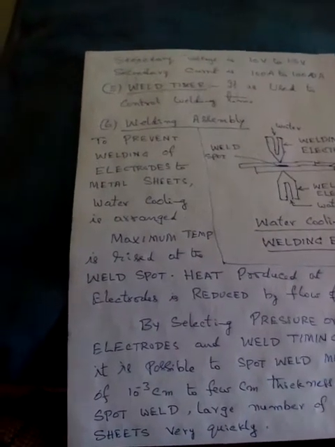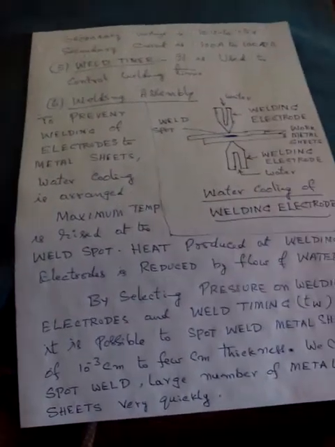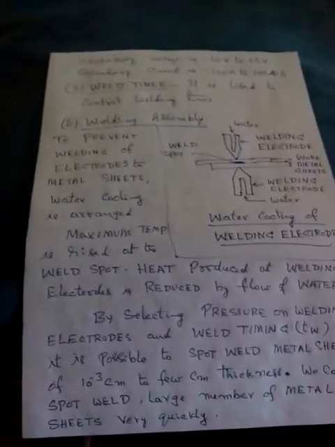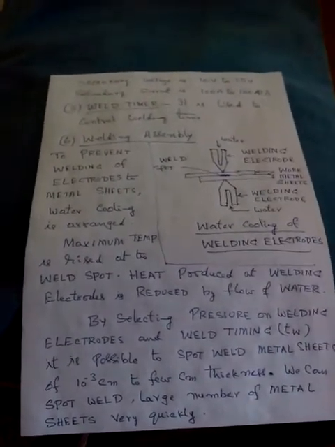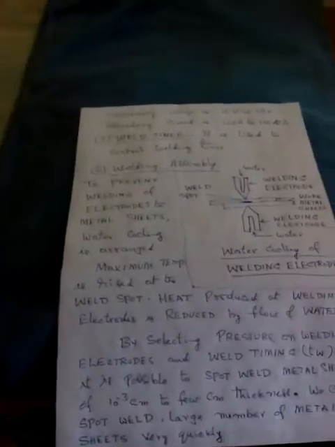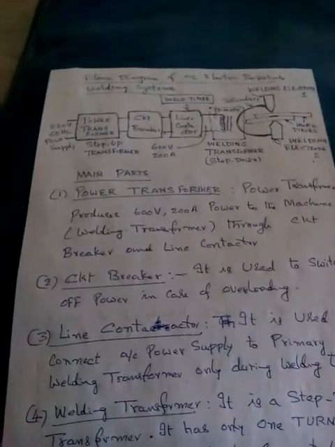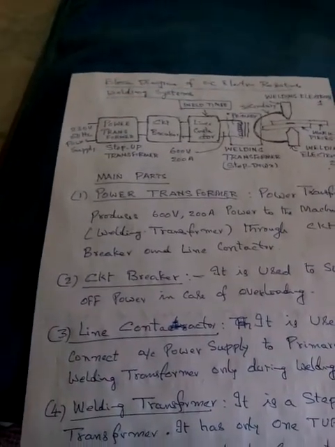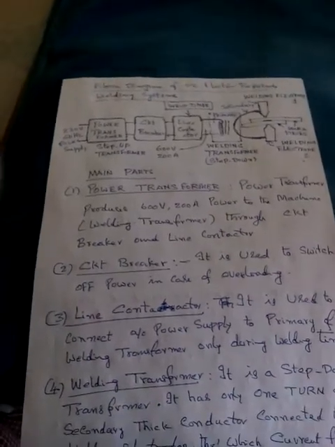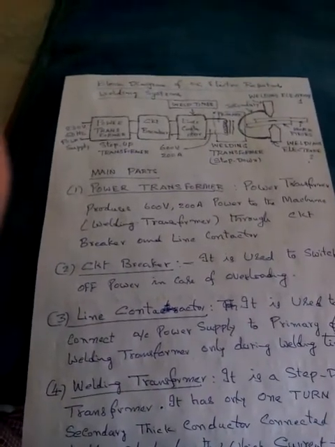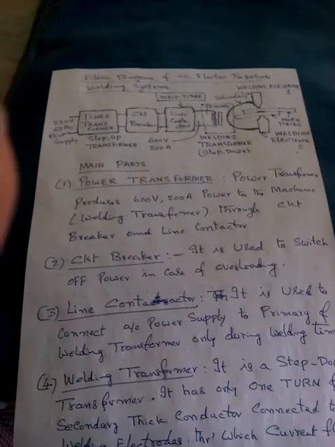So it is very difficult to remove them unless we put a water cooling system. That's why a water cooling system is given. Okay, that is the arrangement. So all of you please note down this block diagram of AC electric resistance welding system. That is very important. Almost asked in almost all end examinations.